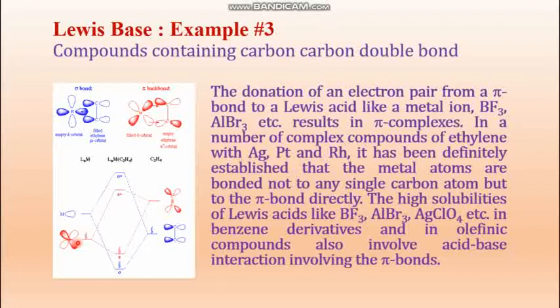The question is that substances like BF3, AlBr3, AgClO3 are all highly soluble in olefinic compounds or in benzene derivatives. Why? So the answer is that the central metals like boron, aluminium and silver are very good pi electron acceptors. Now how do they react with the olefinic pi electrons?